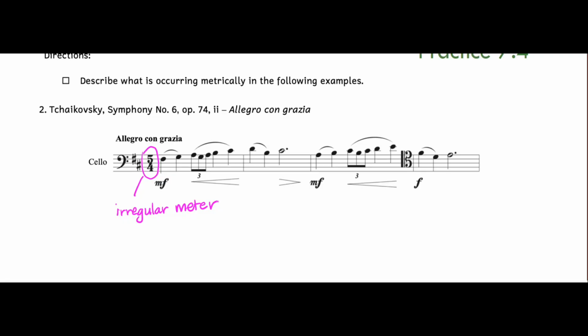It's pretty neat. A lot of times people don't even realize it's in 5/4 because it's so beautiful. Go ahead and do number 3 on your own. Pause the video and press play when you're ready.